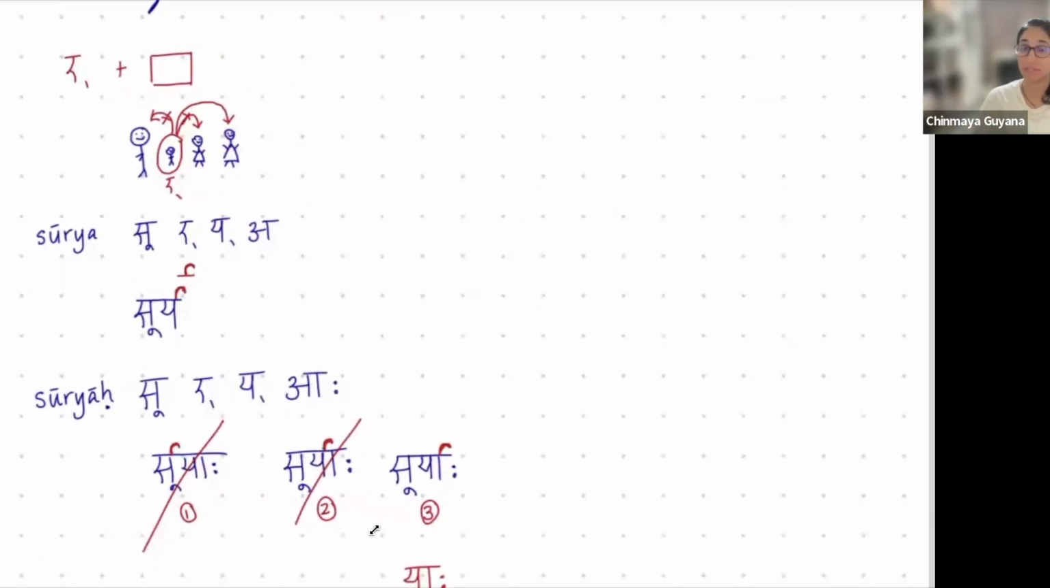Then we saw what happens when R is the first half of a conjunct consonant. In that case, it becomes a little reef, a little hook on the top of the line. And we saw where it sits also. You don't read it where you see it. You read it at the beginning of the syllable on which it is sitting, right? So that is something to watch out for.